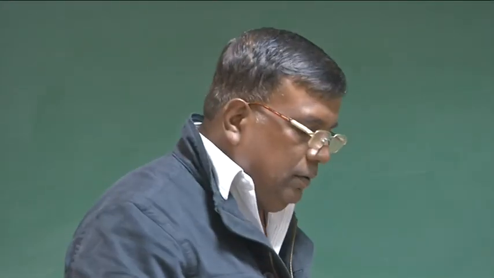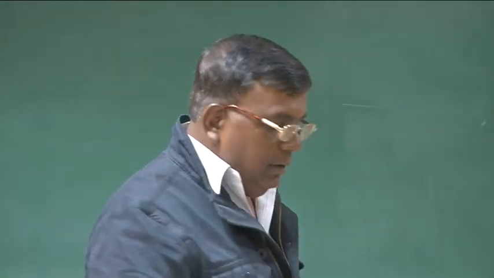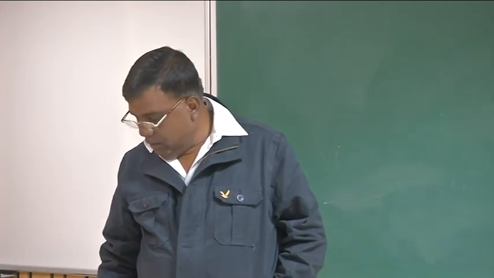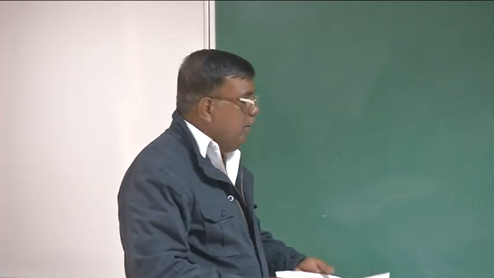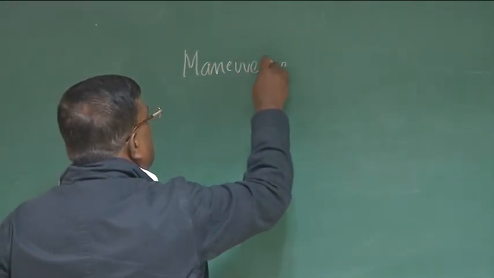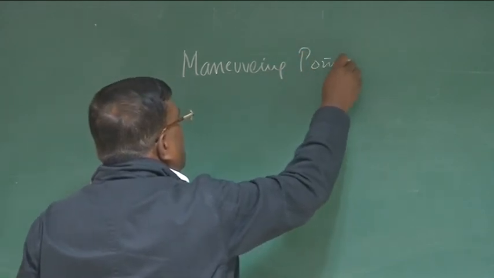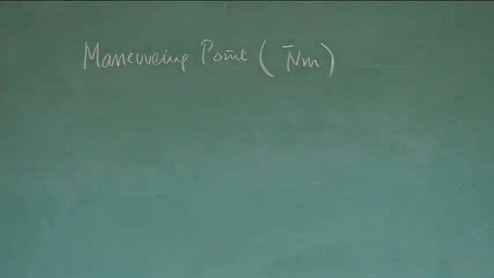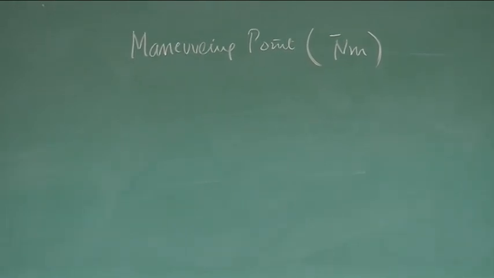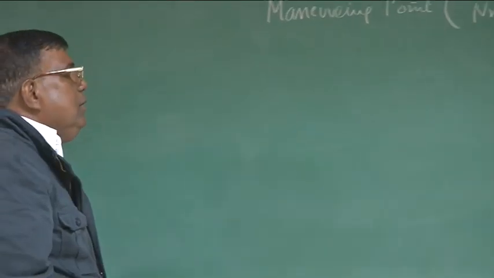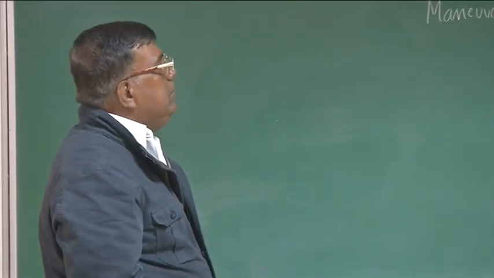We have just now solved a problem on delta E required for cruise, for climb. We'll also talk a little bit about the maneuvering point. You know by now what the maneuvering point is. It will generally be denoted by nm bar. Again, it is expressed in terms of chord, a percentage of chord, and that is why the bar is there, to non-dimensionalize the actual distance by dividing it by the mean aerodynamic chord.